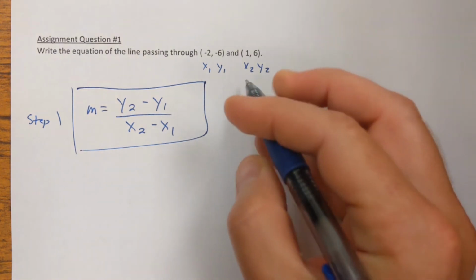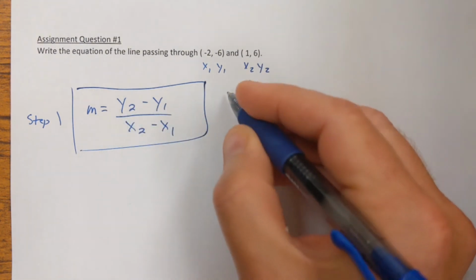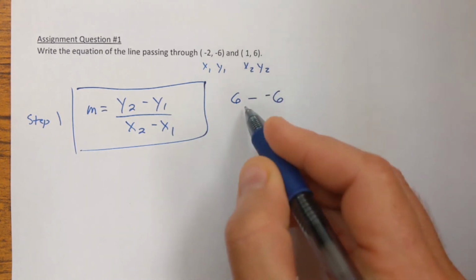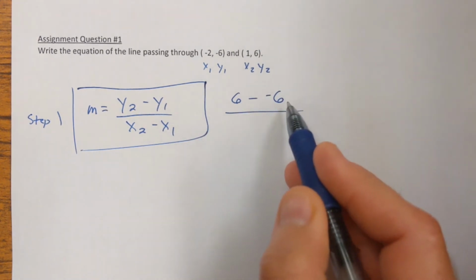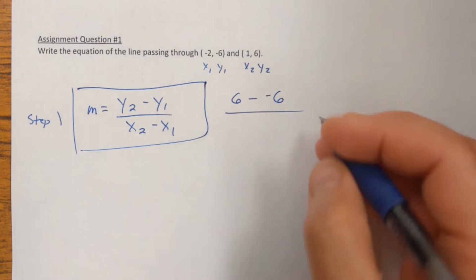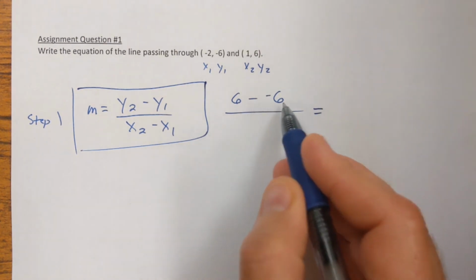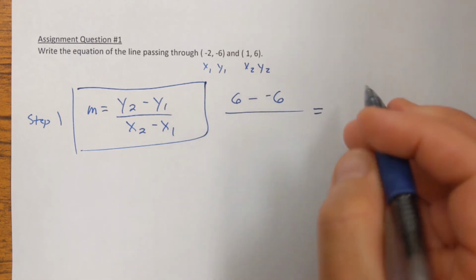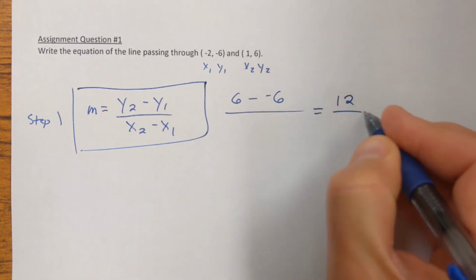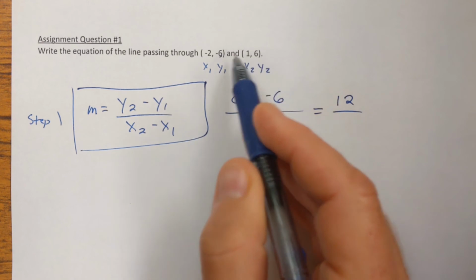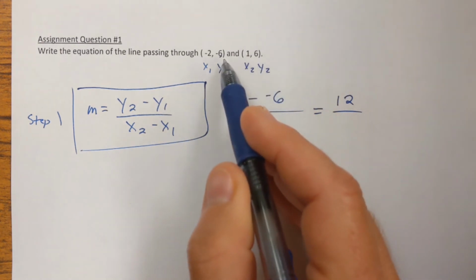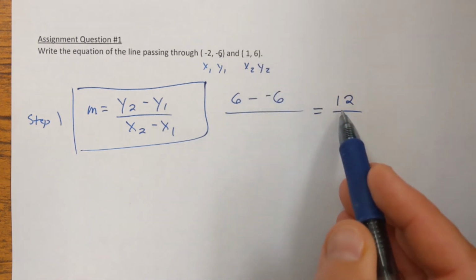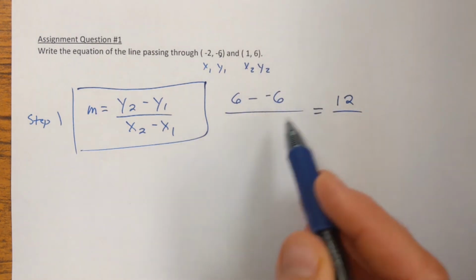Now you'll notice when you take your second y minus your first y, 6 minus negative 6, what happens when you subtract a negative number? Well, I'll tell you. When you subtract a negative number, it's the same as adding. So 6 minus negative 6 is the same as 6 plus 6. In other words, if you were to look at these on a graph, they're 12 spaces apart from each other. If you go from a negative 6 all the way up to a positive 6, that's a difference of 12. So that's why it works that way.